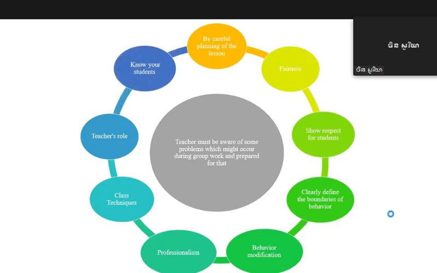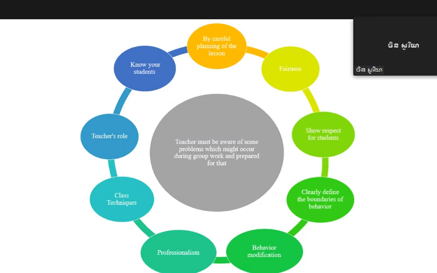Yes, however, there are some other main important things that the teacher must be aware of before having their group work or group project. One important thing is to know your students. To know your students is very important, because you know your students' preferences, what they like, what they enjoy. One more, it's very important to plan a good lesson.